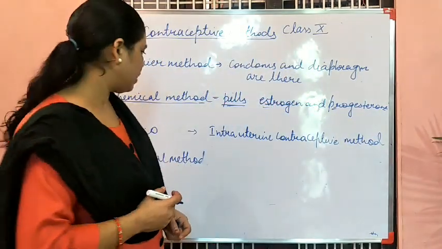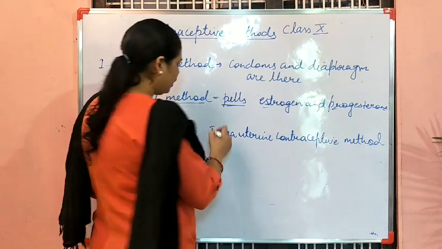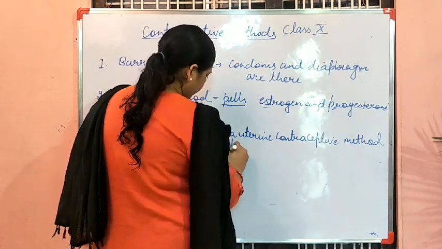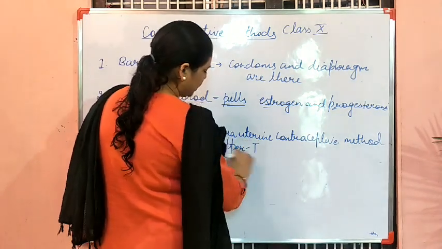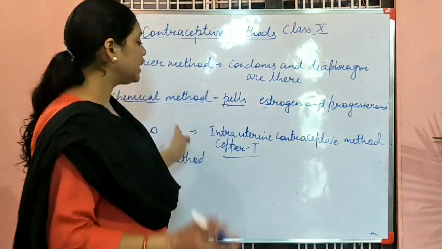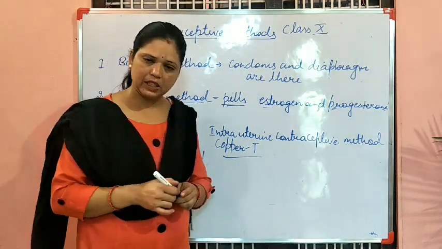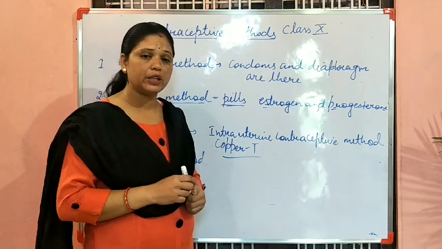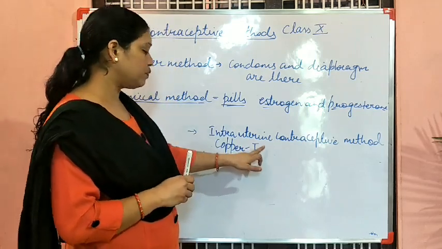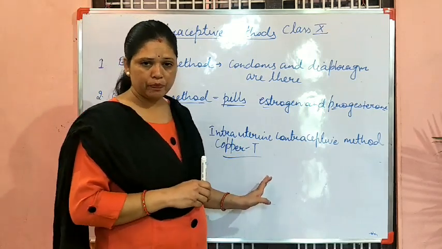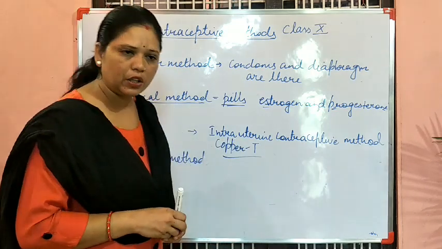Intrauterine contraceptive device. Actually here you have to learn about copper T. Many are there, but in the syllabus only copper T is there. Intrauterine contraceptive device means any device which is inserted in the uterus. It is in the form of a T and made up of copper. What is the role of copper in the uterus?